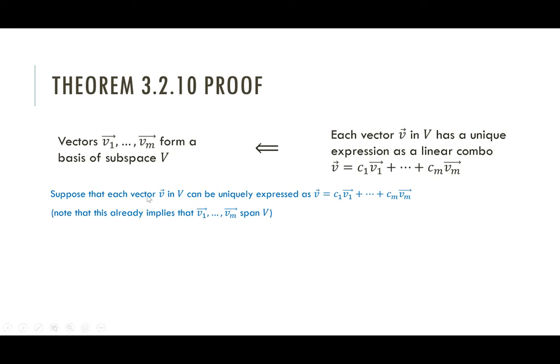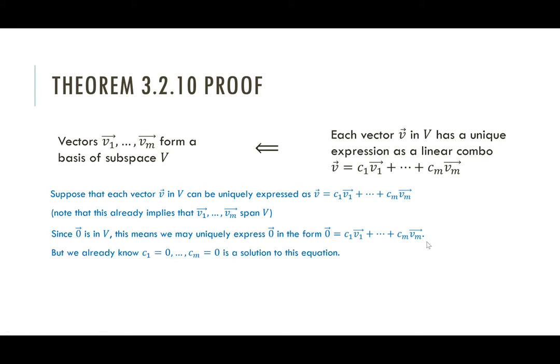So, okay, every vector in V can be uniquely expressed as a linear combination, and 0 is in V. So this means 0 can be uniquely expressed as a linear combination of the vectors v1 to vm.